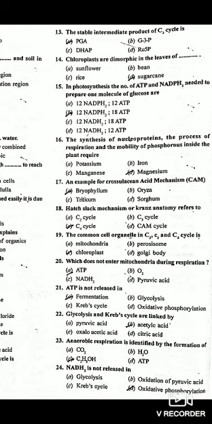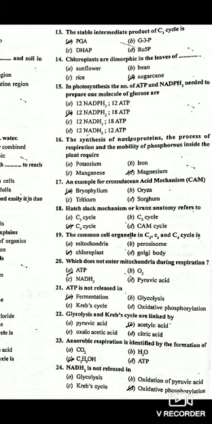16th question, the synthesis of nucleoproteins, the process of respiration and the mobility of phosphorus inside the plant require, option D, magnesium. 17th question, an example for crassulacean acid mechanism CAM, option A, Bryophyllum. 18, Kranz anatomy or Crane's anatomy refers to C4 cycle, option C. 19 question, the common cell organelle in C2, C3 and C4 cycle is chloroplast, option C.